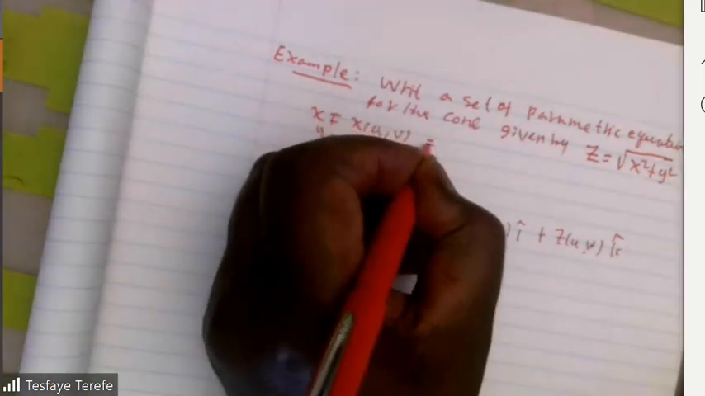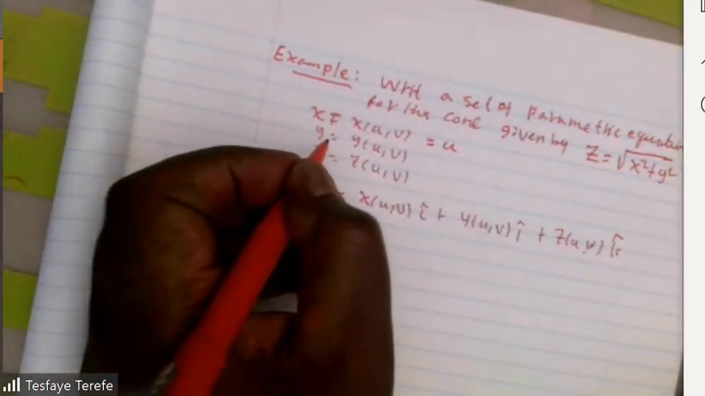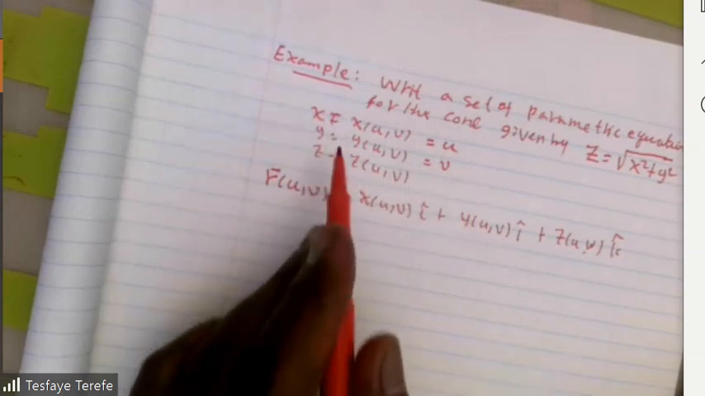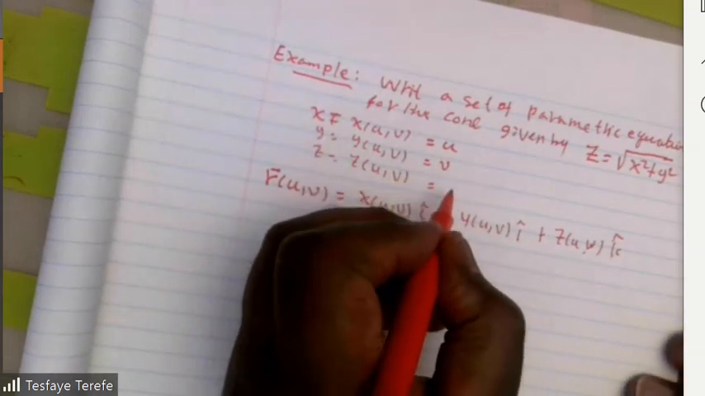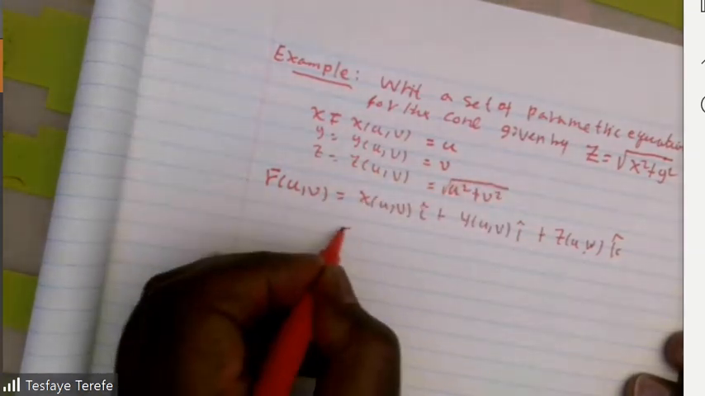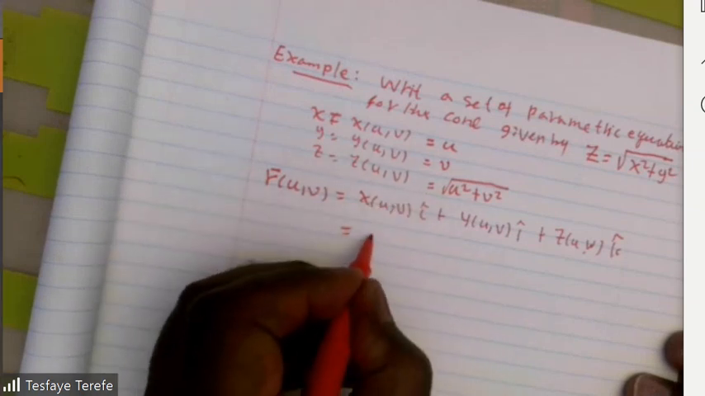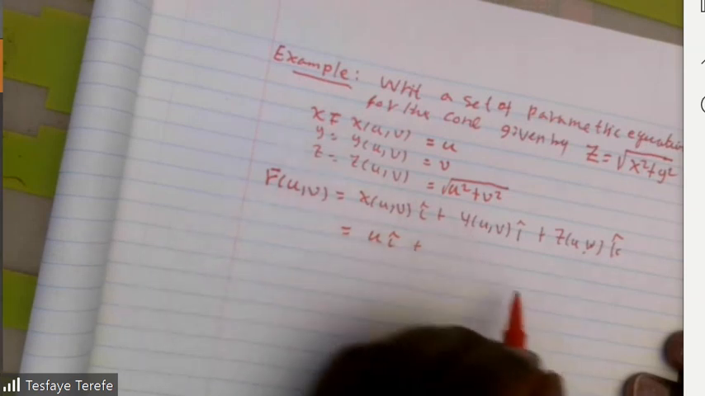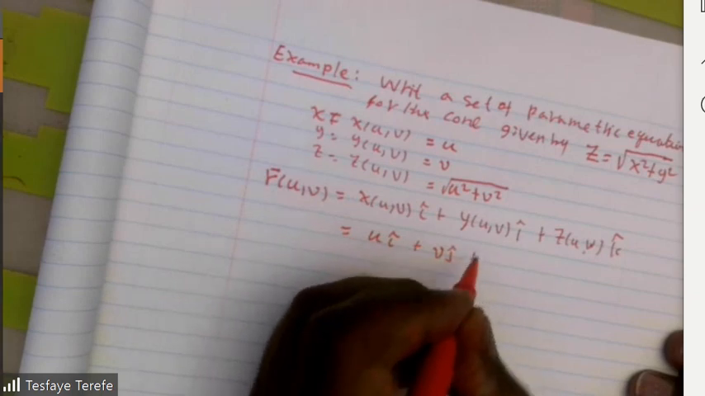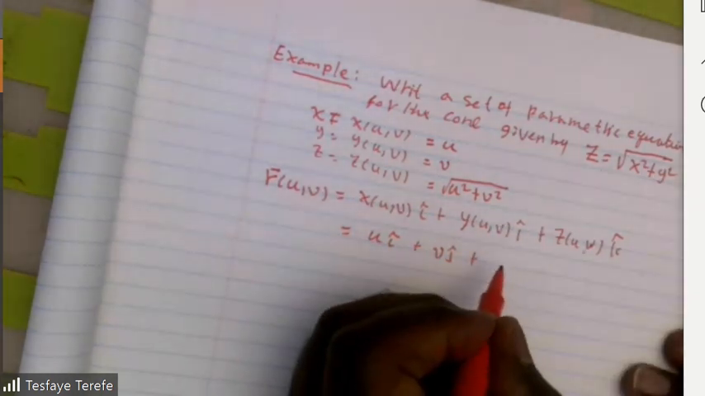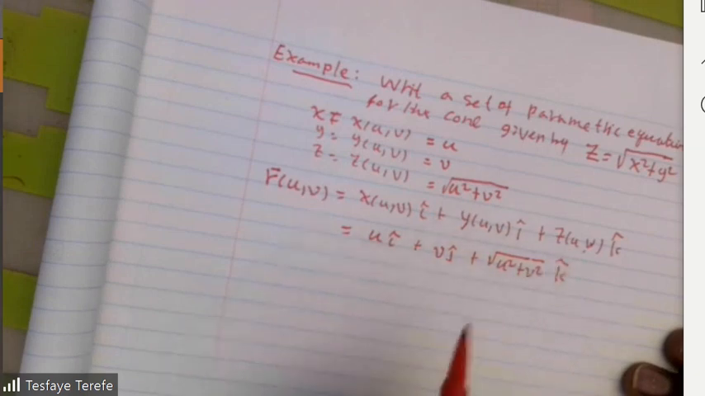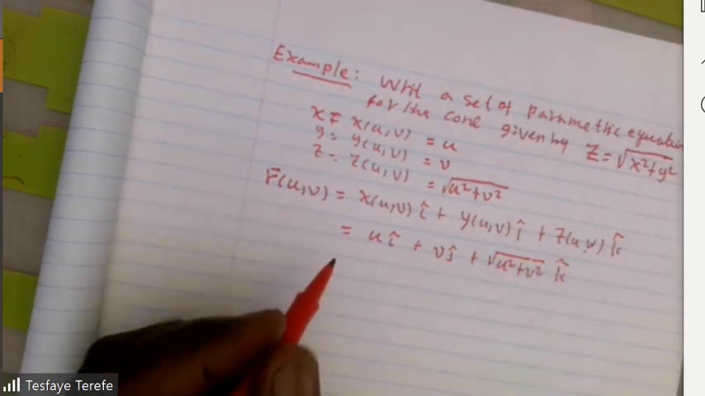Okay, can I make x equal to u? Is that okay, guys? And y being v. And then z is a function of x and y. That means z is going to be the square root of u squared plus v squared. And then x as a function of u and v is simply u i, plus y as a function of u and v is v j, plus z as a function of u and v, that means square root of u squared plus v squared k. And that's it. This is your r of u, v.